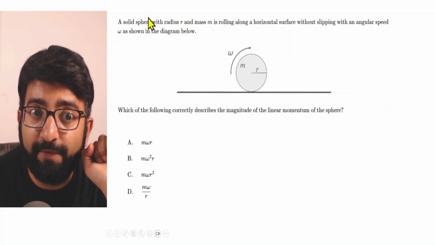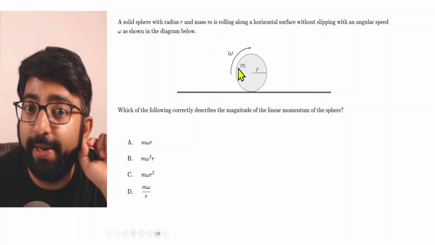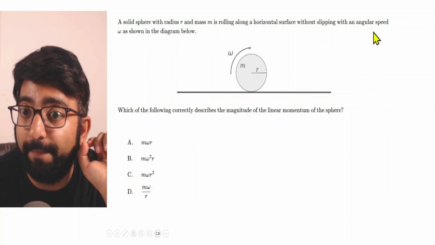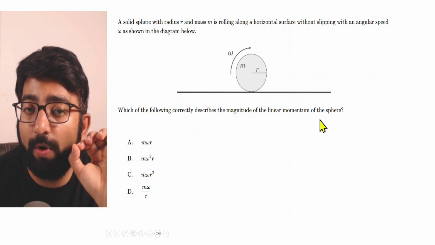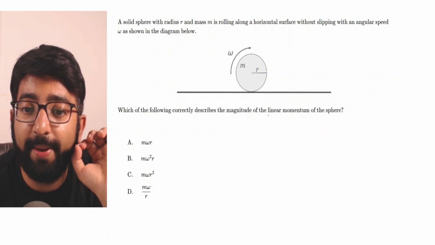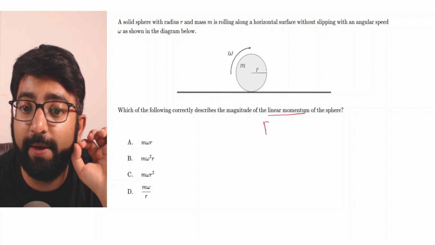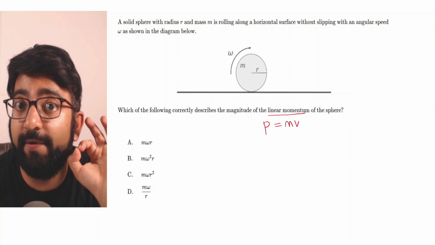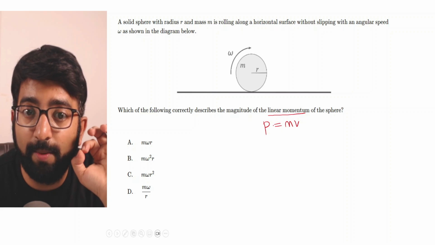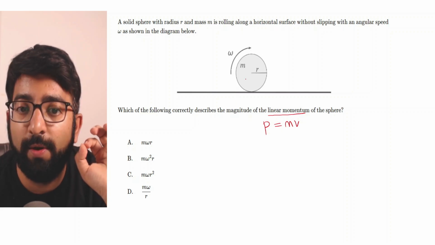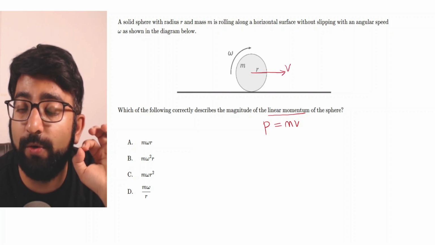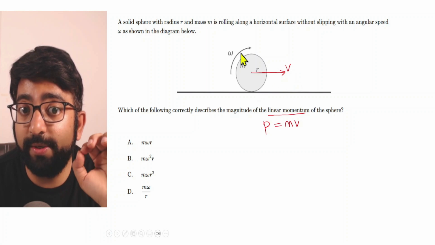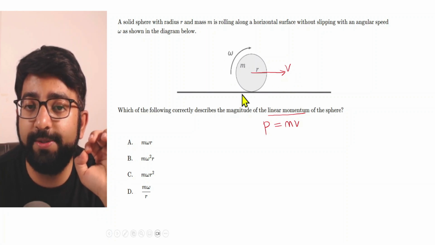Here we have a solid sphere with radius r, mass m. It is rolling along a horizontal surface without slipping with an angular speed omega as shown in the diagram. Which of the following correctly describes the magnitude of the linear momentum of the sphere? We will start with the basic formula for linear momentum. It is given by P is equal to m into v, where v stands for the linear velocity. In the diagram, only angular velocity has been shown. For linear velocity, we can draw an arrow starting from the center and pointing towards the right. Linear velocity is rightward since the wheel is rotating in the clockwise direction.